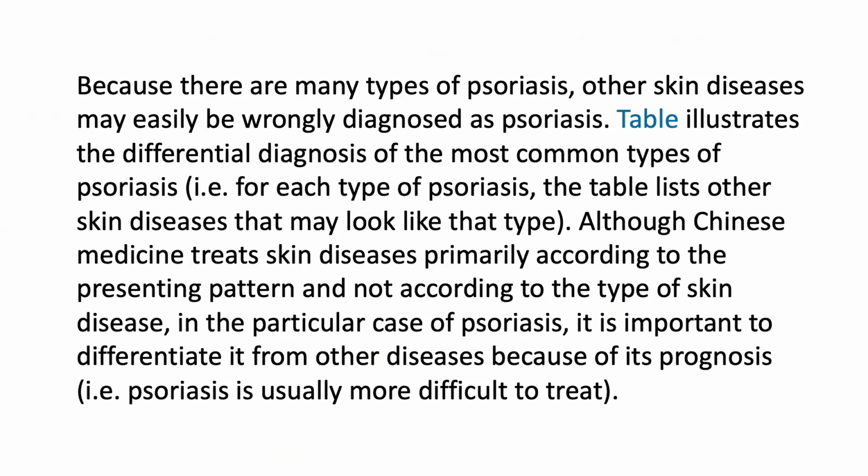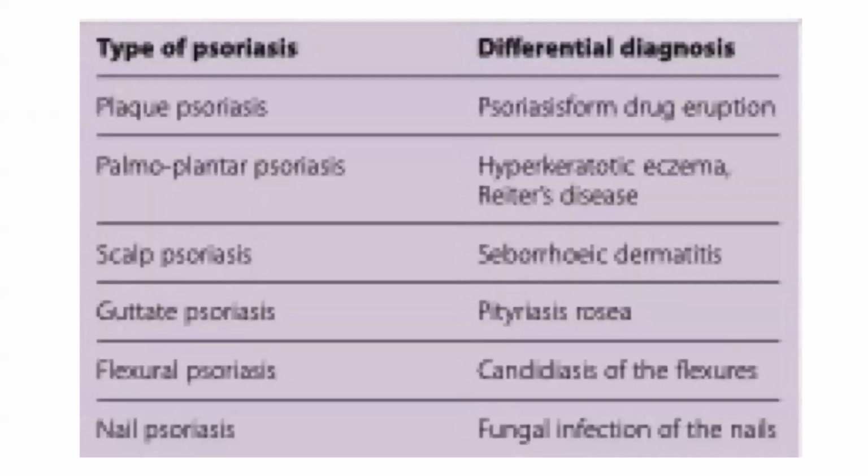The following table illustrates a differential diagnosis of the most common types of psoriasis. That is, for each type of psoriasis, the table lists other skin diseases that may look like that type. Although Chinese medicine treats skin diseases primarily according to the presenting pattern and not according to the type of skin disease, in the particular case of psoriasis, it is important to differentiate it from other diseases because of its prognosis. That is, psoriasis is usually more difficult to treat.